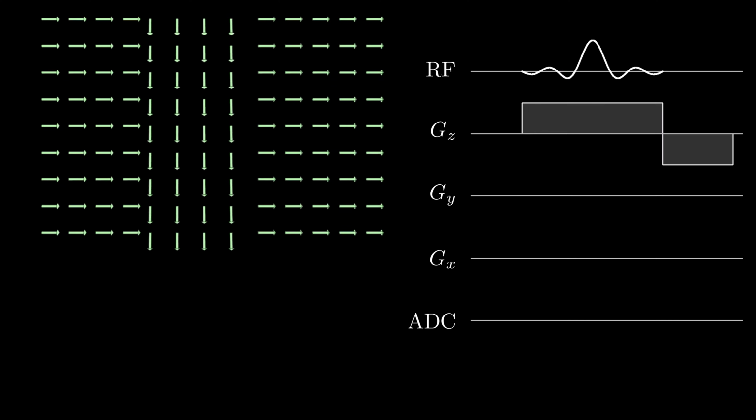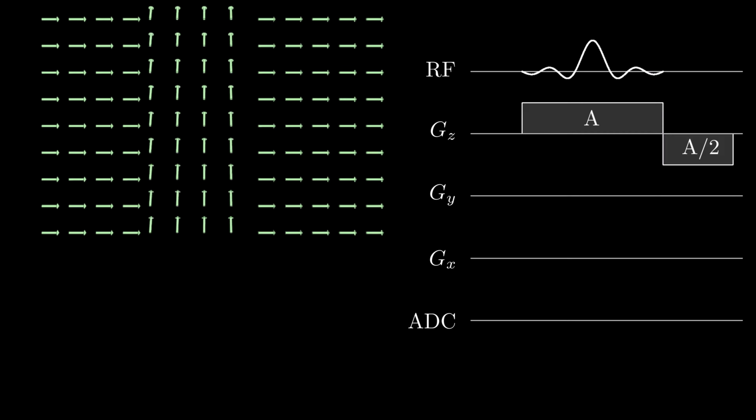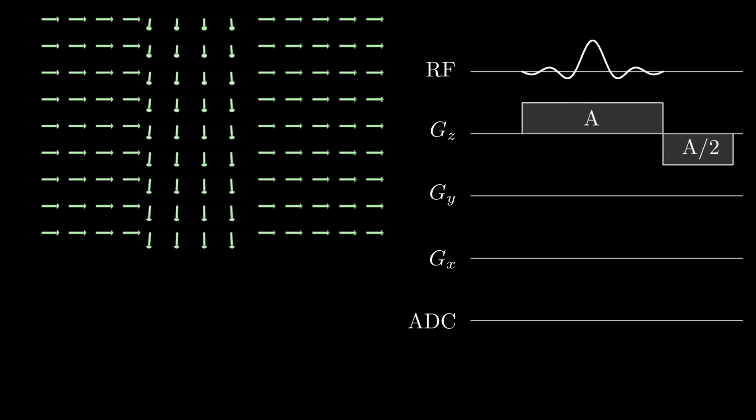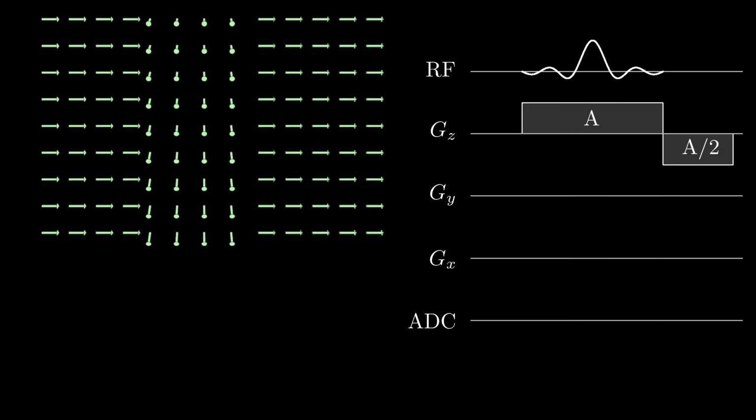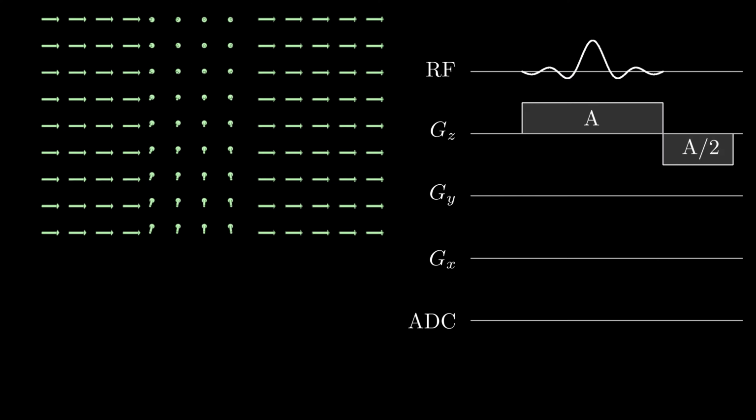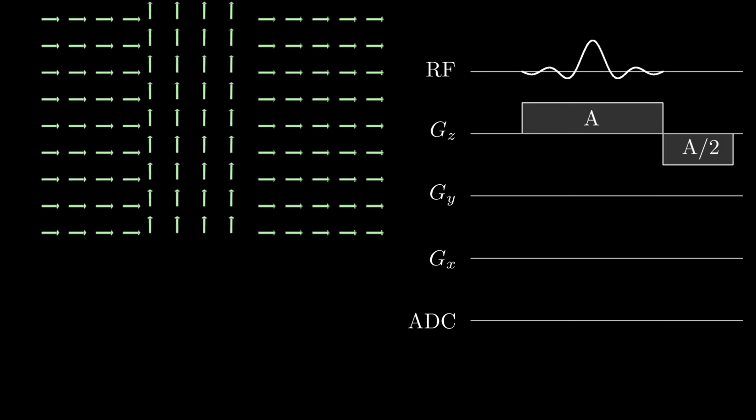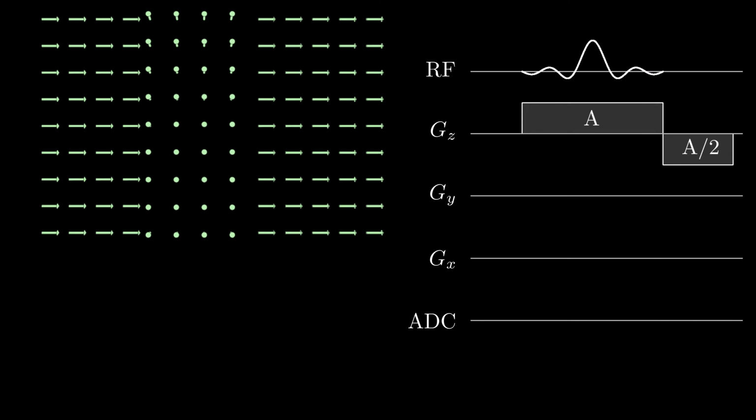In our timing diagram, we've added a rephase lobe to the slice select gradient, which is half the total area of the excitation gradient lobe. So if the slice selection gradient has area A, the rephasing gradient has area A over 2. This is because you can actually model the system pretty accurately as if all the spins experience instantaneous excitation at the peak of the sinc pulse. Thus the accumulated dephasing occurs only for the second half of the excitation gradient.